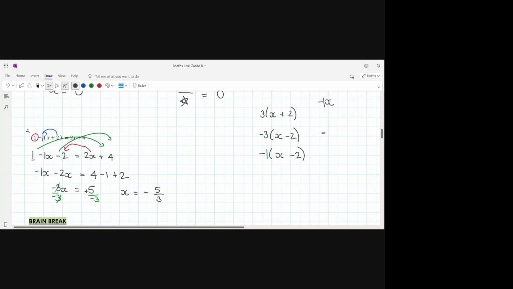Uma says, by the way, when you transfer, it doesn't matter about the side you transferred, as long as x is on one side and the numbers on the other. Correct. You are spot on, Uma. Even if we had taken all the x's and put them on the right-hand side and all the numbers on the left-hand side, that would have been excellent.